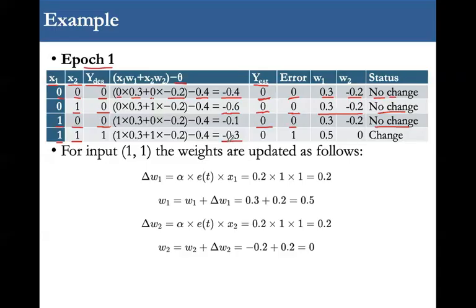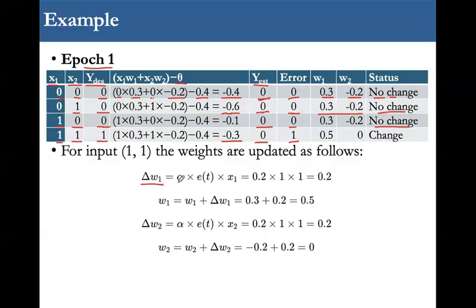Minus 0.3. When we take the step function, it produces the y estimation as 0. But the desired value is 1. So the error we get is 1. There is an error. We need to update the weight values. Already we have seen the formula for how to update the weight value. First, we need to find delta of W1.